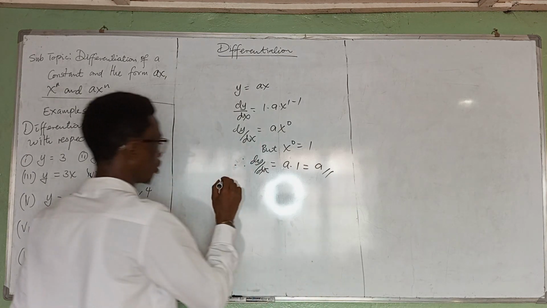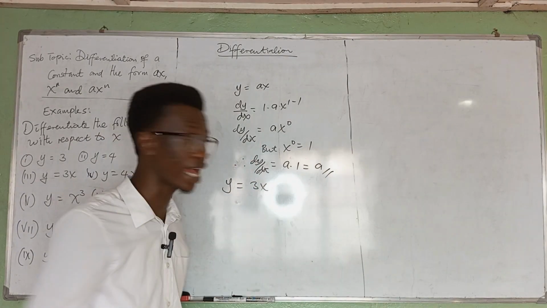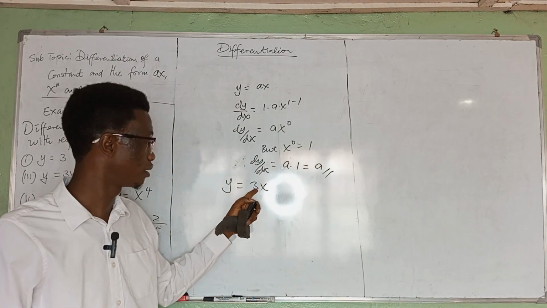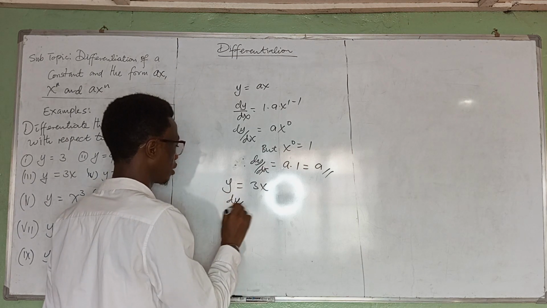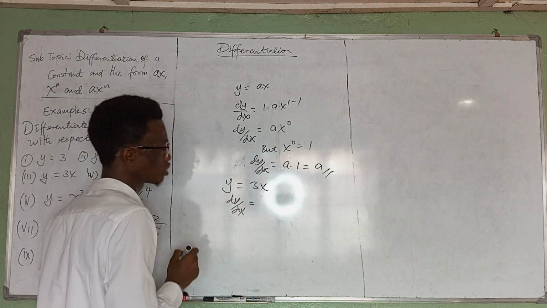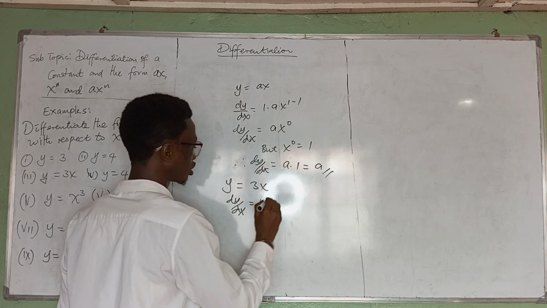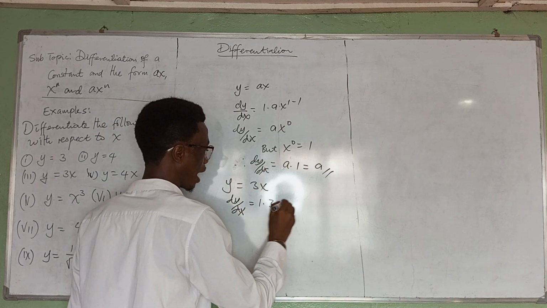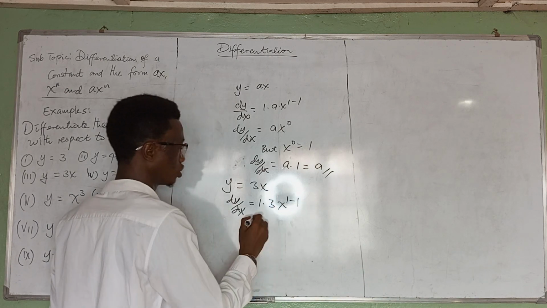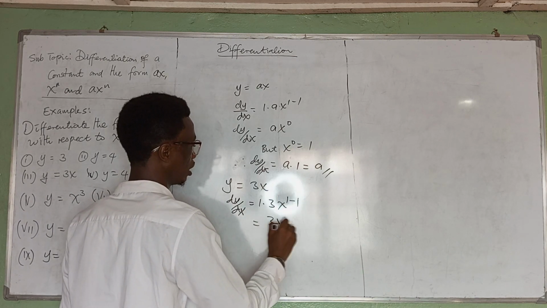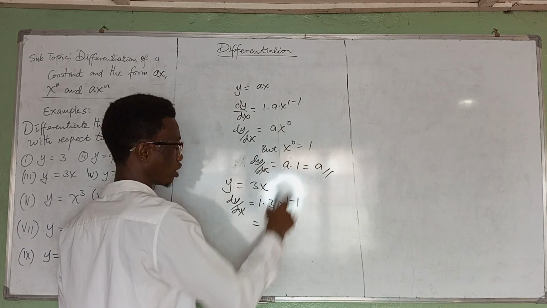So for example, we have y equals 3x. A here is 3. If you want to differentiate this, dy by dx becomes, remember the power of x is 1, so it becomes 1 multiplied by 3, x raised to 1 minus 1. So this becomes 1 times 3, which is 3, x raised to the power 0. But we know that x raised to the power 0 is 1.